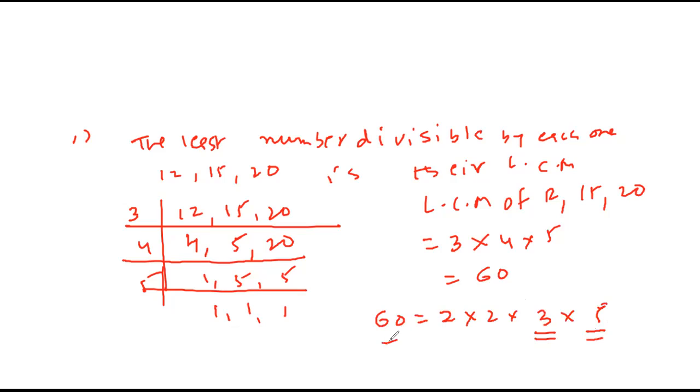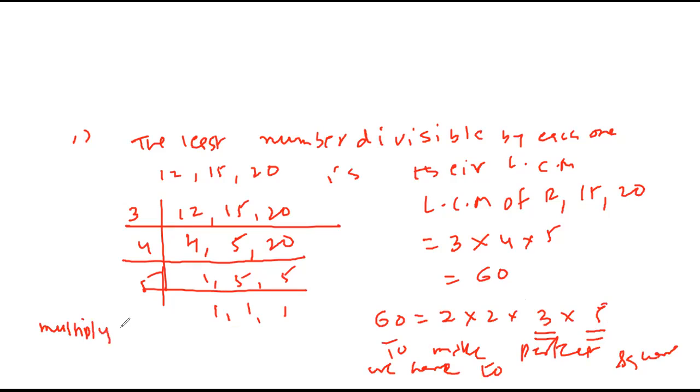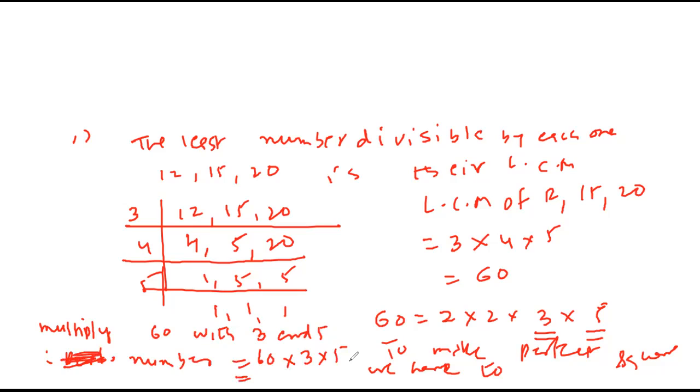So to make a perfect square, we have to multiply this whole thing, 60, with 3 and 5. Therefore, the number is 60, but to make it a perfect square, 3 and 5 extra you have to put: 900. So this is our number.